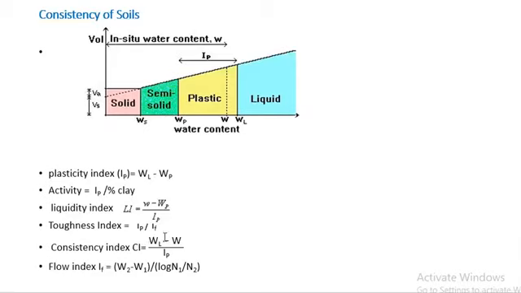Toughness index means IP by IF. Here IP is equal to the plasticity index and IF is equal to the flow index, and the flow index is equal to (W1 minus W2) by log (N2 by N1).